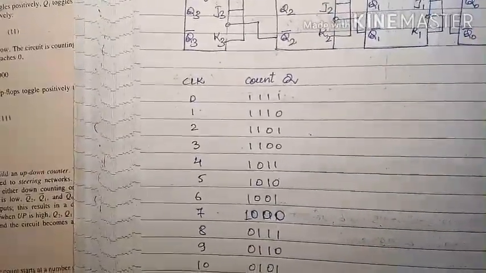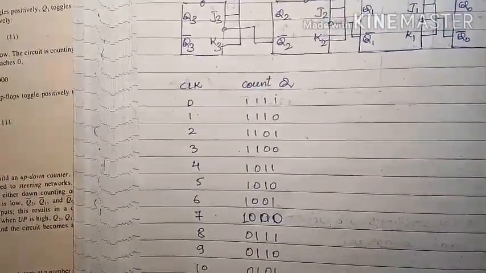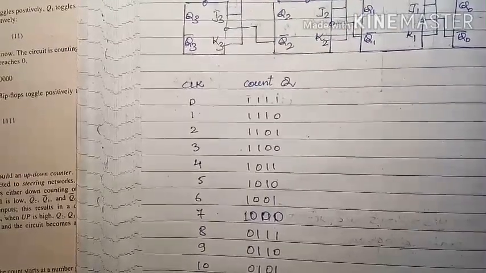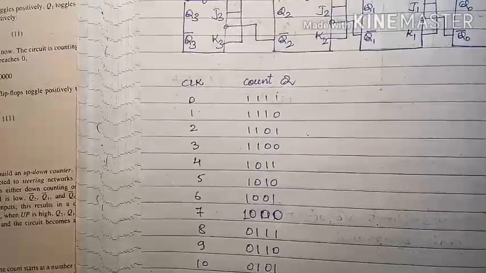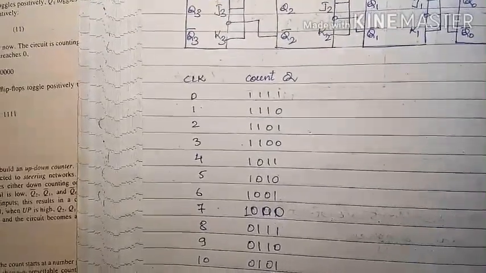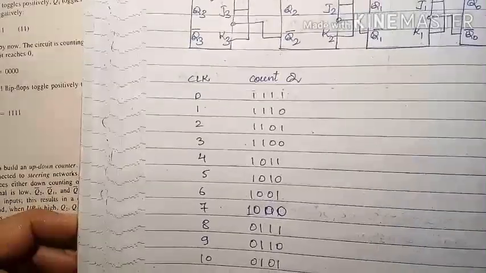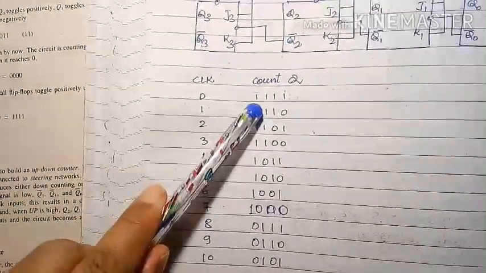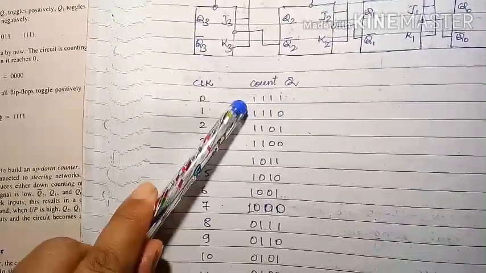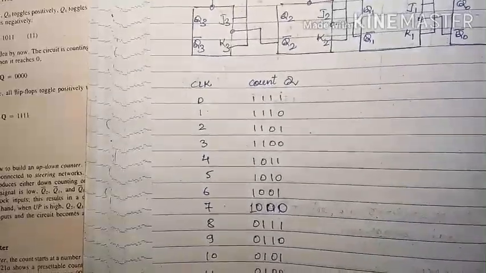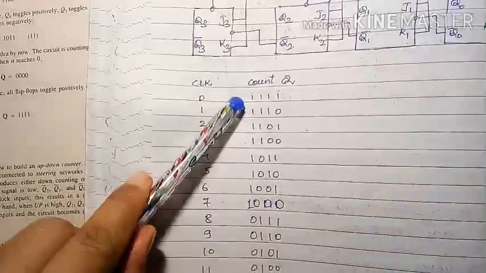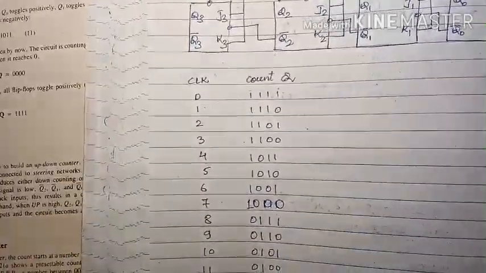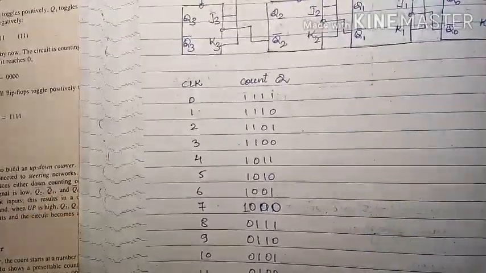On the third clock pulse, Q0 toggles negatively and Q becomes 1100. On the fourth clock pulse, Q0 toggles positively and Q2 toggles negatively. The circuit is counting down from 15 to 0. See, 1111 is equivalent to decimal 15 and 0000 is equivalent to decimal 0. So counting occurs from 15 to 0 with each clock pulse.